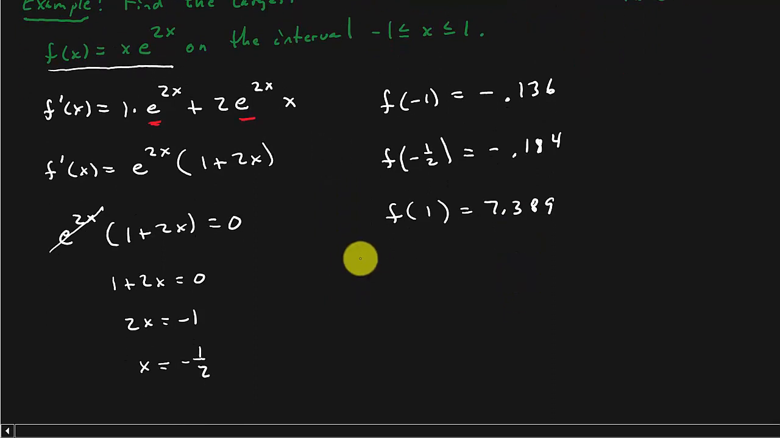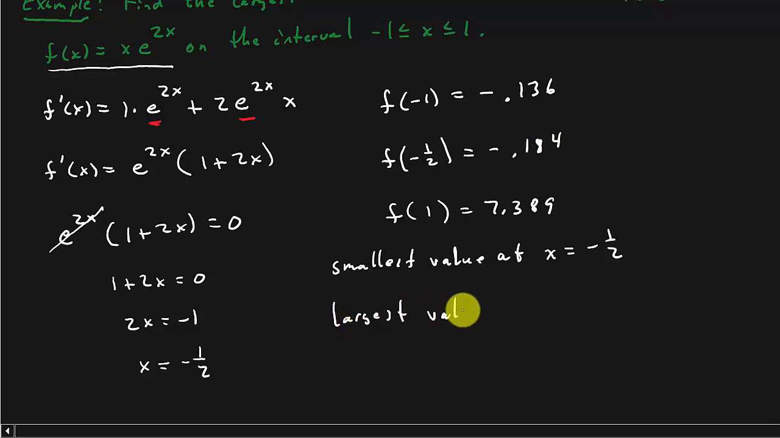And so it's just asking us for the largest and smallest values. So you can see our smallest value is at x equals negative 1/2, which is the negative 0.184, and our largest value is at x equals 1. See, it's 7.389. And there you go.